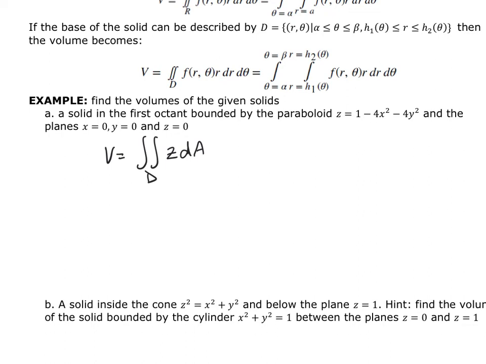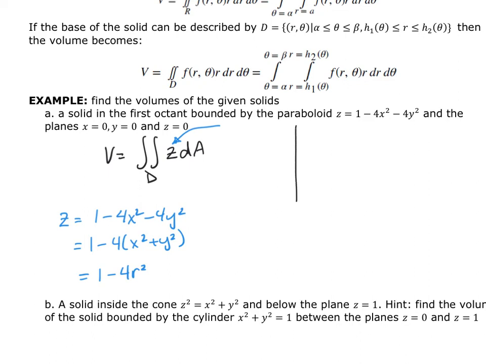So let's go ahead and do that conversion. I've got z equal to 1 minus 4x squared minus 4y squared. This is equal to 1 minus 4 times (x squared plus y squared), which we know is r squared all day long. So we have 1 minus 4r squared. Now we've got a replacement for z, and all I have to do is think about where I am in the first octant.